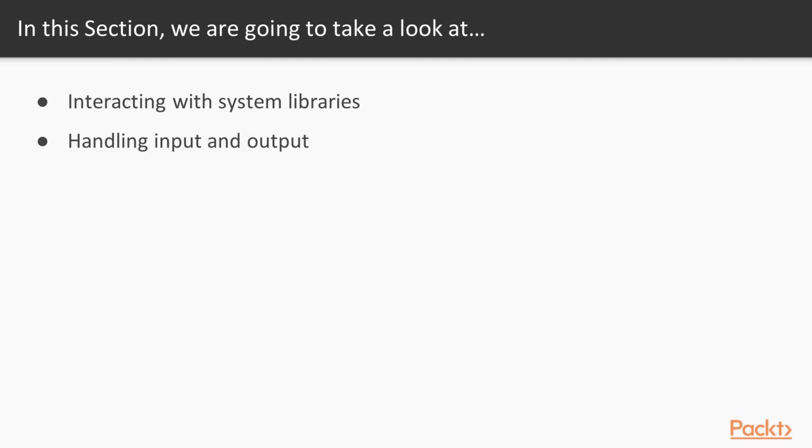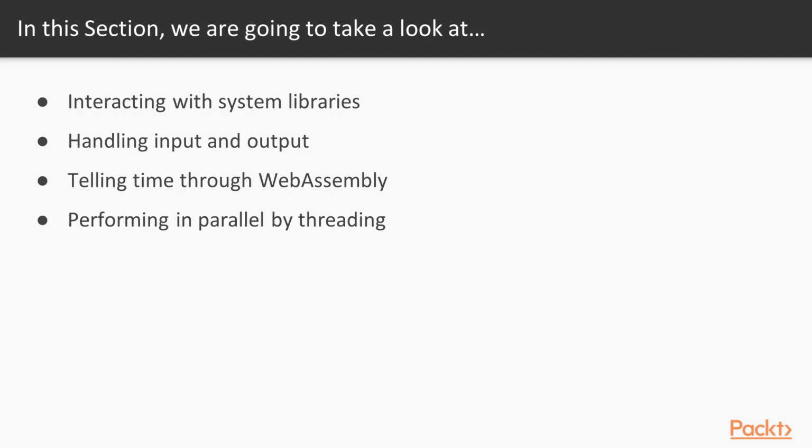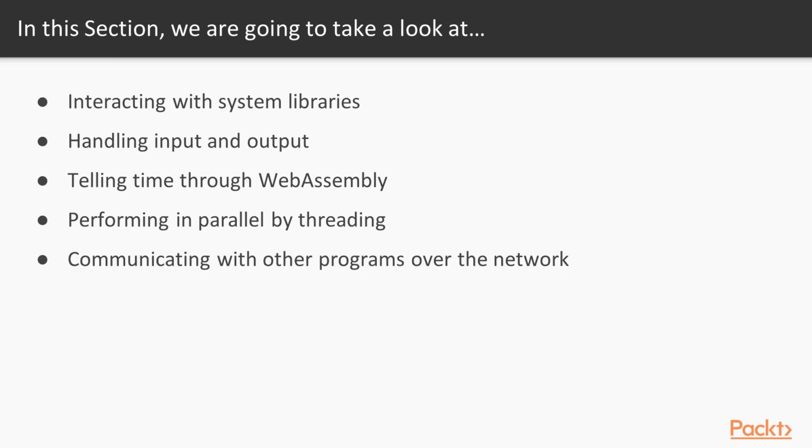We'll then move on to handling input and output, and talk about file systems and how they interact in the browser. We'll then learn how to tell time through WebAssembly. We'll perform in parallel by threading in our next video. And then finally, we're going to look at socket communication and how to communicate with other programs over the network.